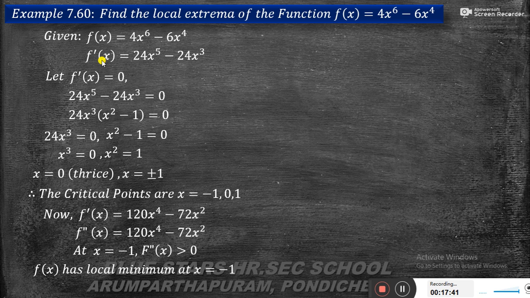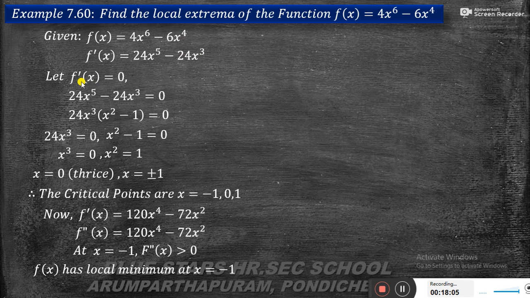If I differentiate with respect to x, f dash of x equals 4 into the differentiation of x^6, which is 6x^5. So 4 times 6 is 24, 24x^5, minus 6 into the differentiation of x^4, which is 4x^3. So 6 times 4 is 24, 24x^3.